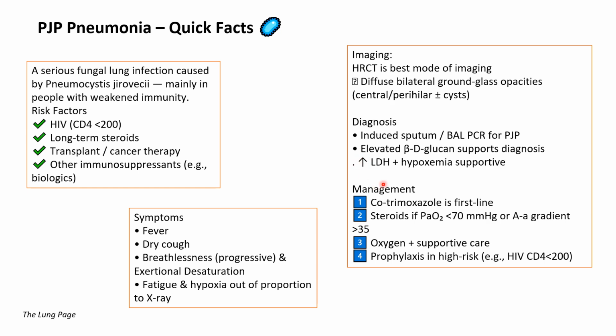We also do ABG; increased LDH level, hypoxemia and leukopenia are also suggestive of PJP pneumonia. When you come to the management, Cotrimoxazole is the first line treatment. If the patient is allergic to Cotrim, we can go for second line like pentamidine. What are the indications of steroid in PJP pneumonia? When the patient has hypoxia, PaO2 less than 70, and A-a gradient more than 35. We also have to manage this patient with oxygen and supportive care. High risk patients may need prophylactic treatment with Cotrim.